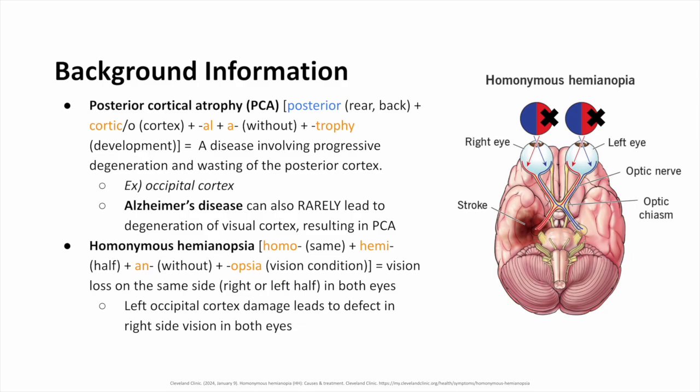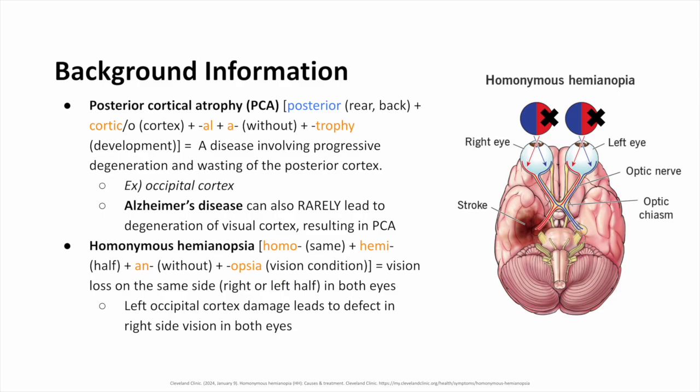the back of your brain's cortex, where your visual cortex, or occipital cortex, is located, that is responsible for allowing you to analyze the signals from your eyes. So apparently Alzheimer's disease can also rarely lead to degeneration of the occipital cortex, resulting in PCA.